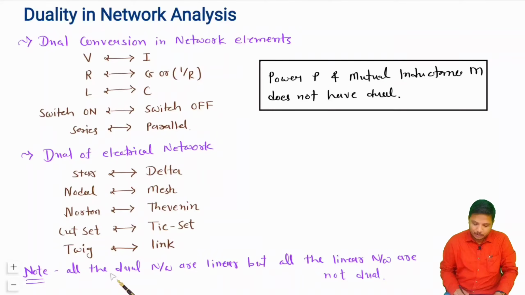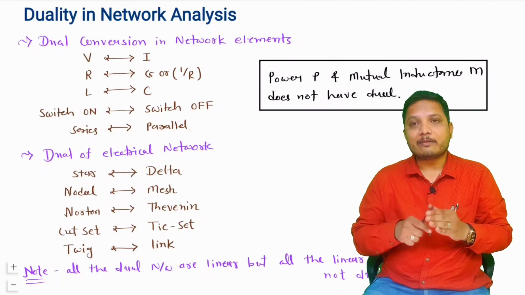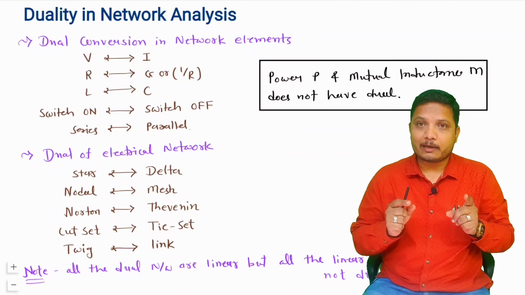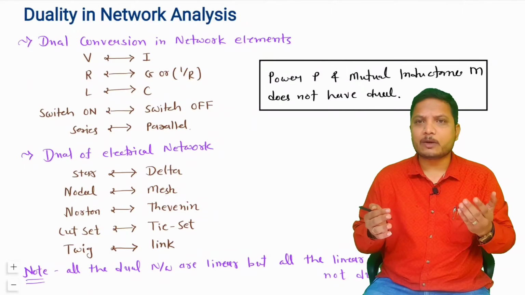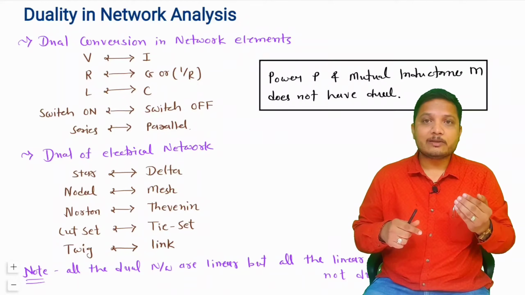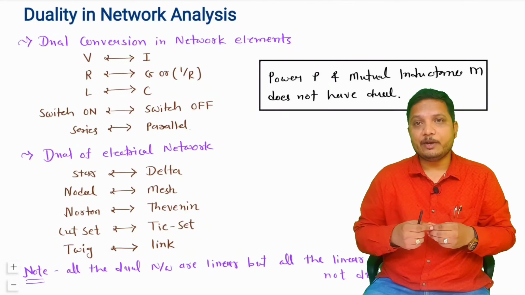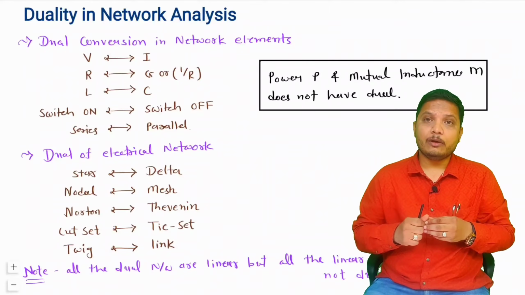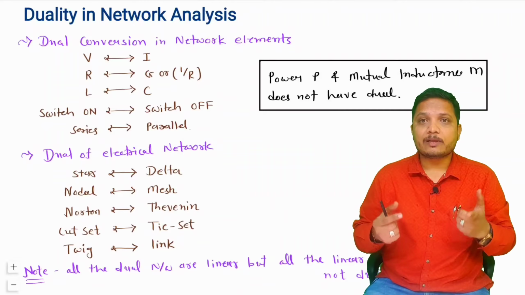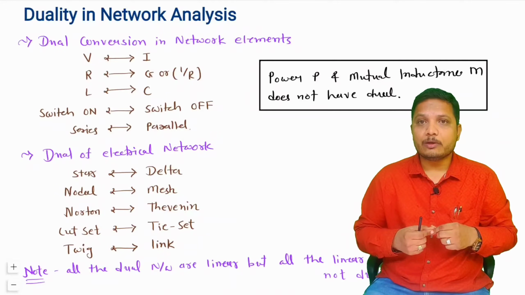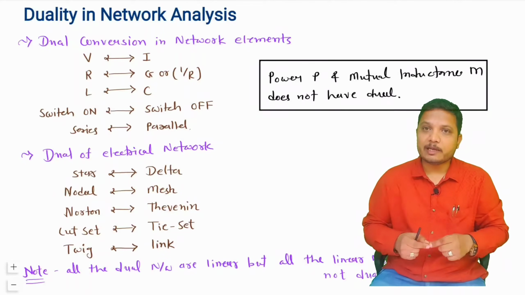One very interesting note that you should write down: all dual networks are linear, but not all linear networks are dual. Non-linear elements cannot have a dual, but it is not the case that all linear elements have a dual. Now I'll explain this understanding with an example, so that it will resolve your understanding further. Let me give you one very interesting example here.